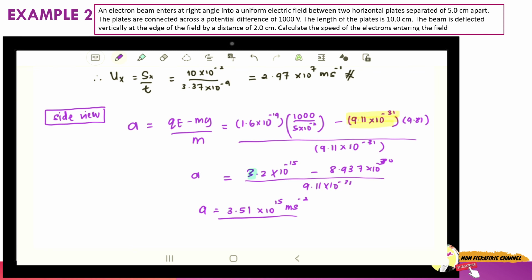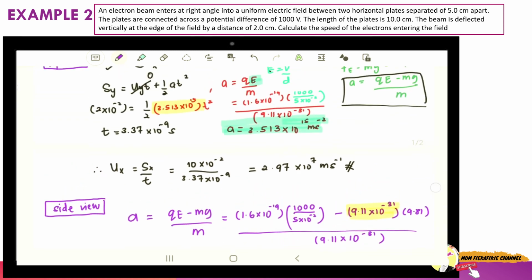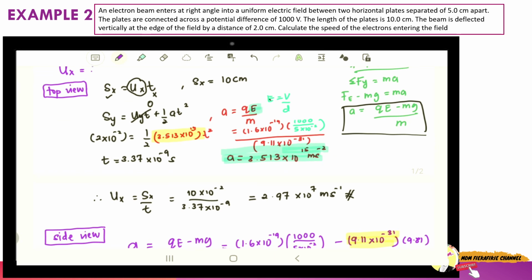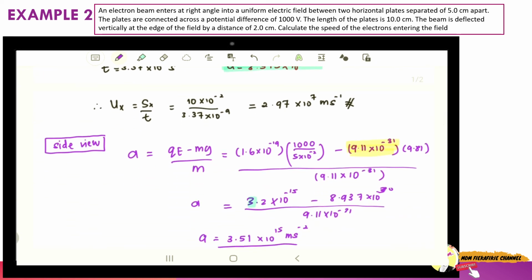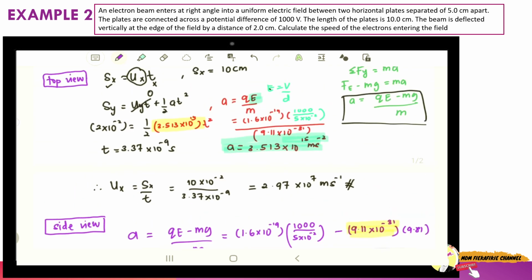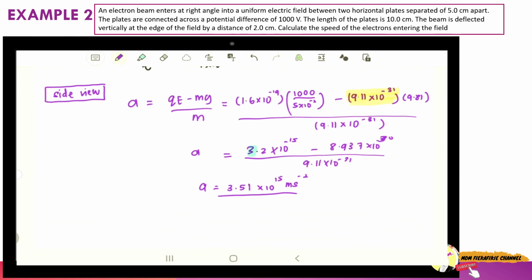So when we consider the side view or the top view, the value of the acceleration would be the same because the weight of the electron is very small. Now the same method: when A is the same and you substitute in this equation, you will get the value of Sy. If you substitute it into this T, you will also get the same value. You can try both ways. Okay, finish example 2. Let's proceed to example number 3.